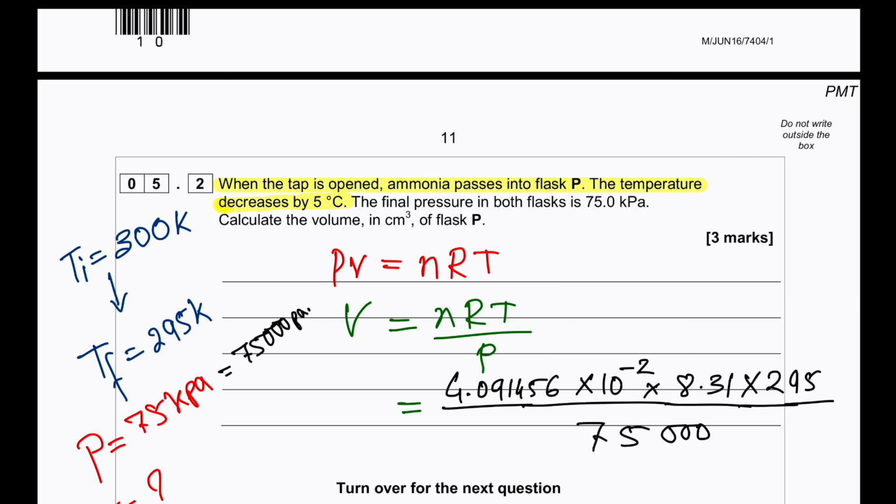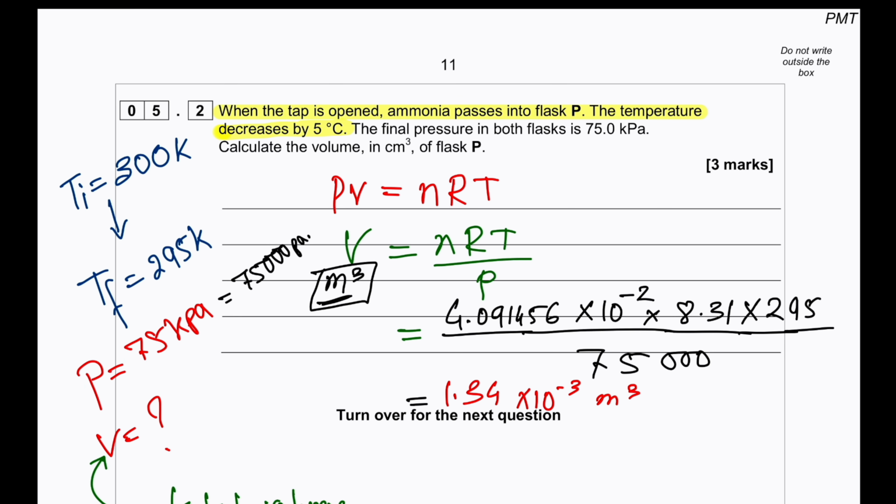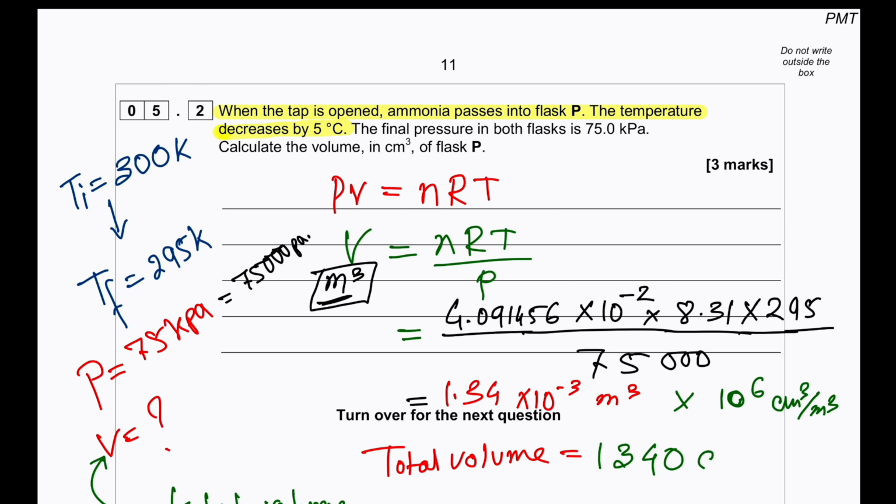Once we put in the values, we'll get the answer in meter cube. Remember, the unit that you're going to get for this is meter cube, not cm cube. So we get the value 1.34 times 10 to the power of minus 3 meter cube. Now our next conversion: we need the volume in cm cube. So total volume in cm cube would be when we multiply it by 1 million. So this gives us a final volume of 1340 cm cube.